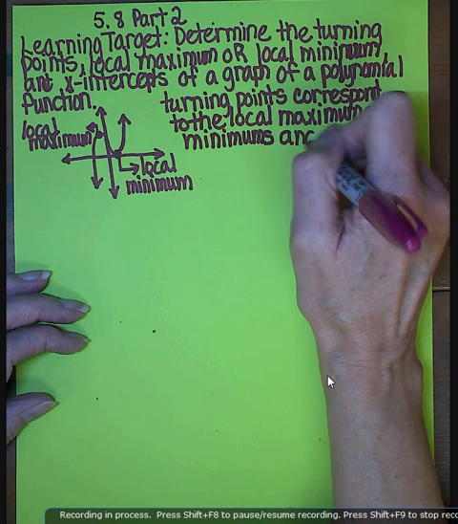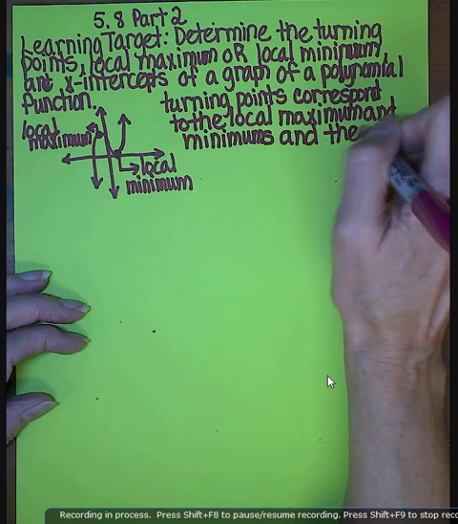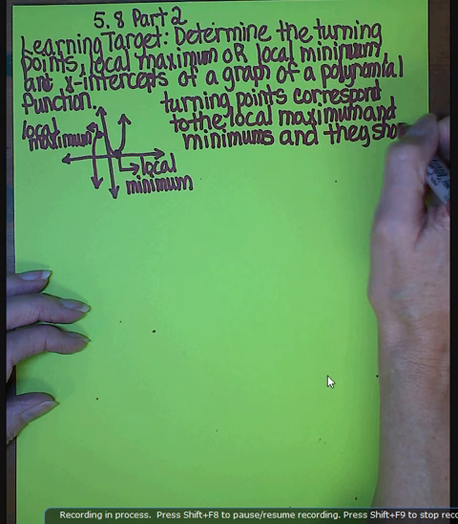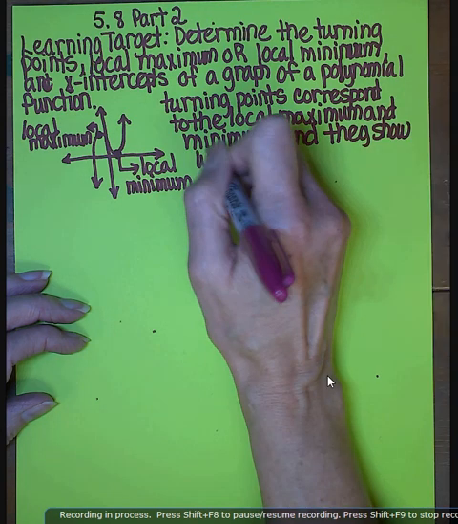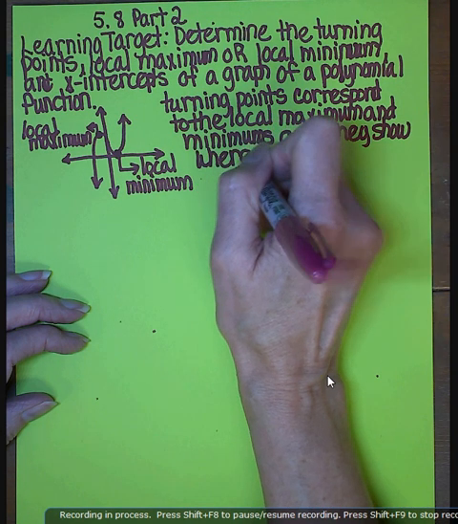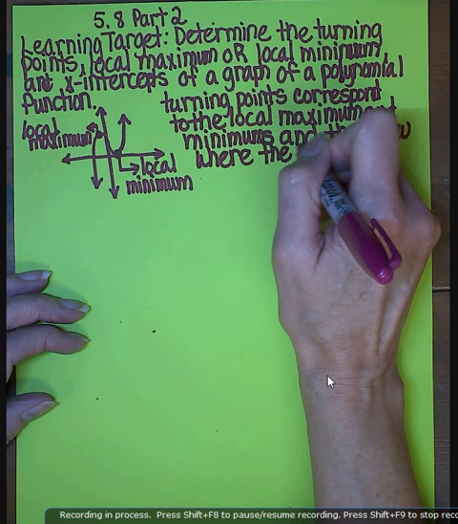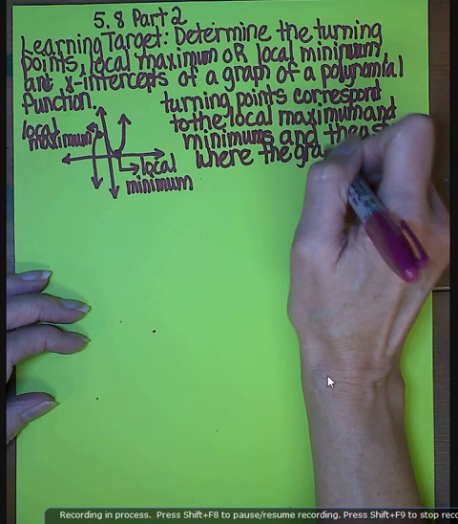to the local maximums and minimums, and they show where the graph changes direction.